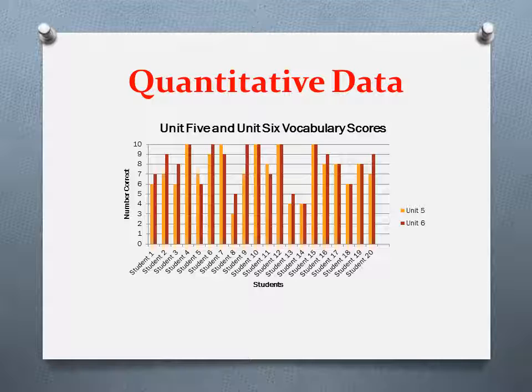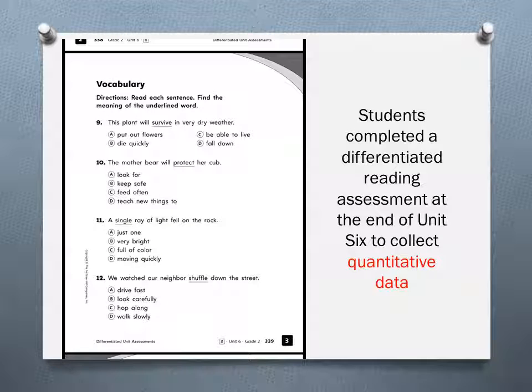Our quantitative data was collected using LEAD 21 differentiated assessments. The graph shows the data from our Unit 6 differentiated assessment, and then the Unit 5 differentiated assessment, and then we did the Unit 6 differentiated assessment, which was tested after students began drawing the picture representations for each vocabulary word. This is a sample of a page from the differentiated test.